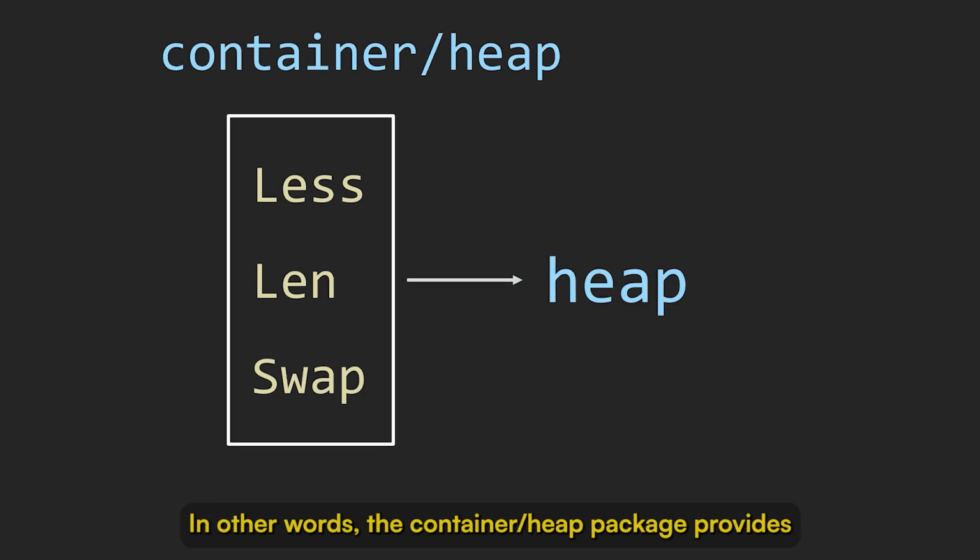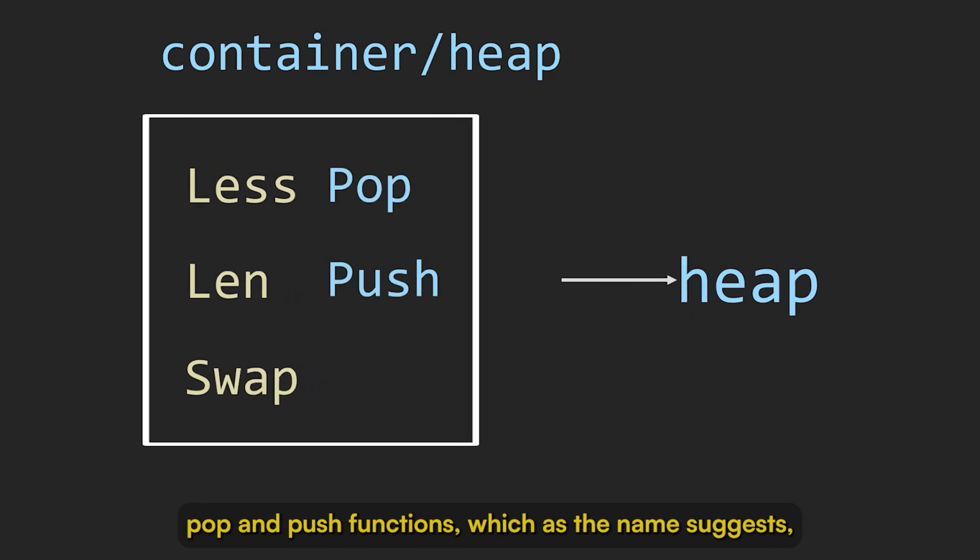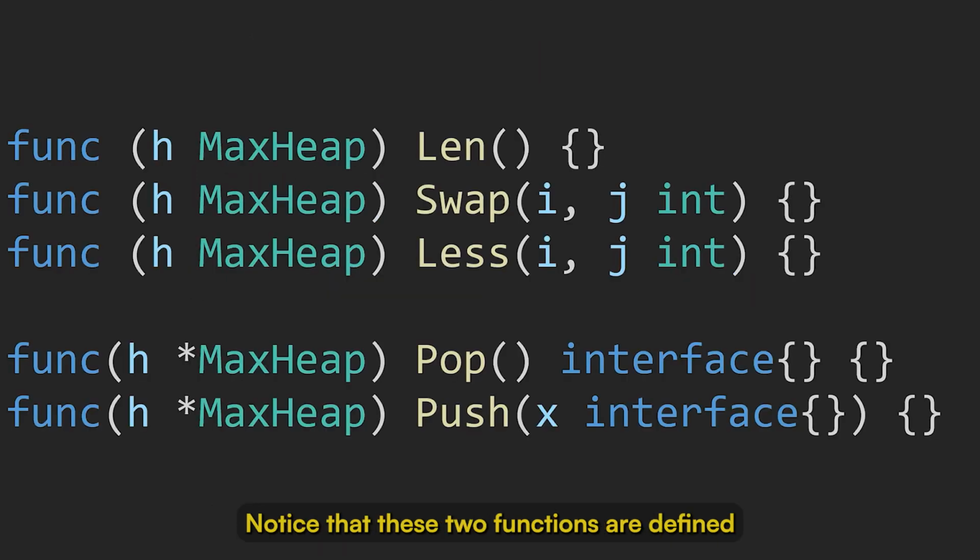In other words, the container/heap package provides an interface or a contract that any type needs to implement or follow for it to behave like a heap. Apart from these three, the interface also includes pop and push functions, which, as the name suggests, are used to pop an element from the heap and push an element into the heap respectively. Notice that these two functions are defined on the pointer to the MaxHeap type and not on the type itself. Let's try to make a heap using these functions.